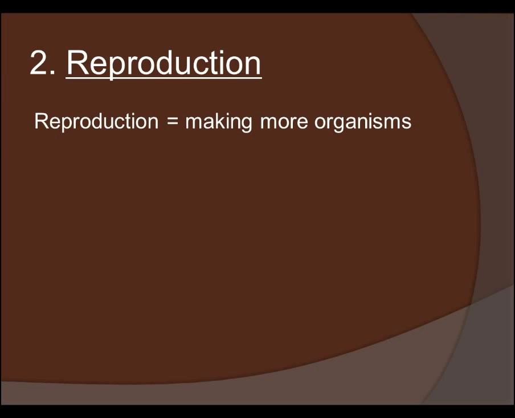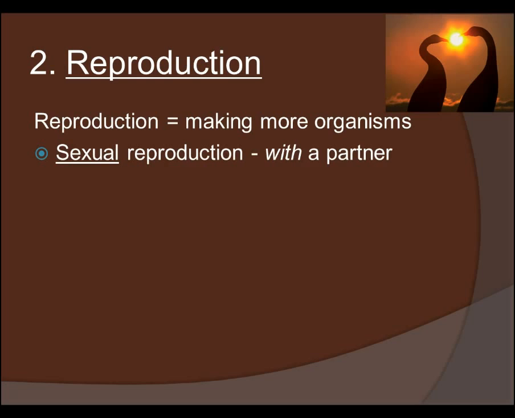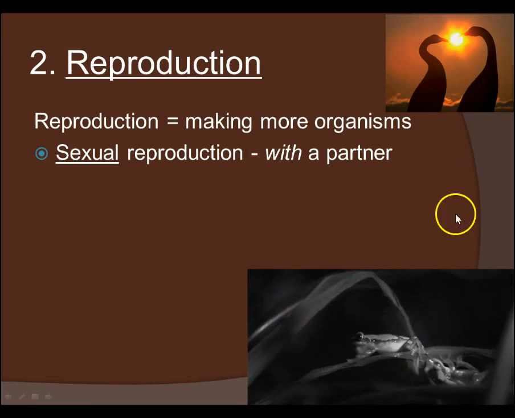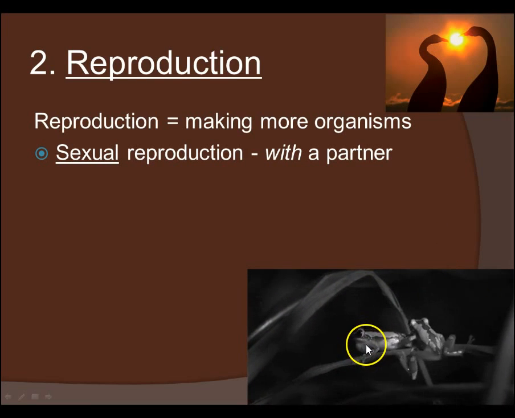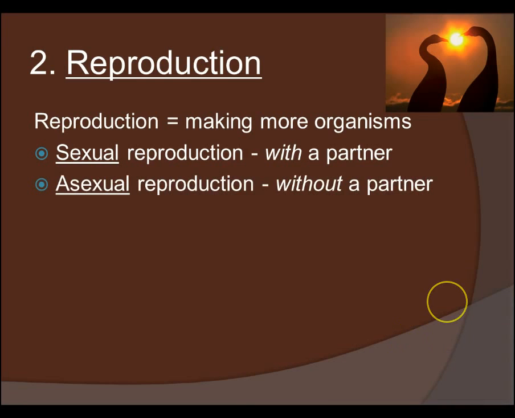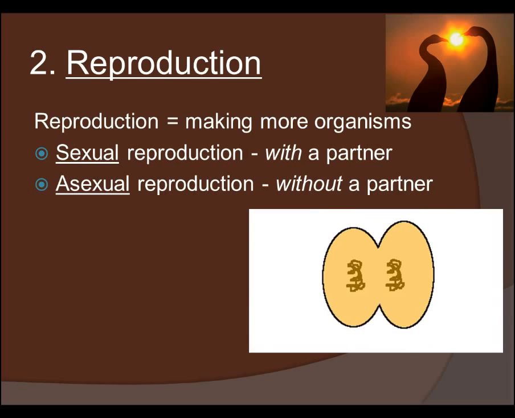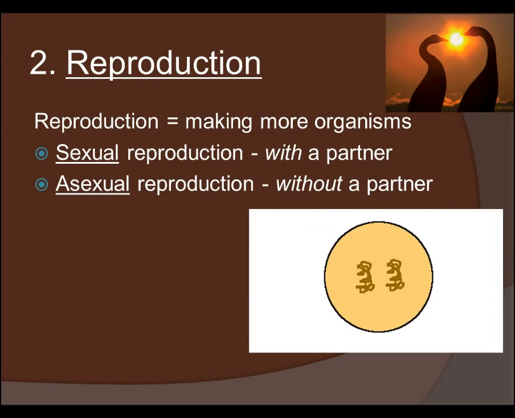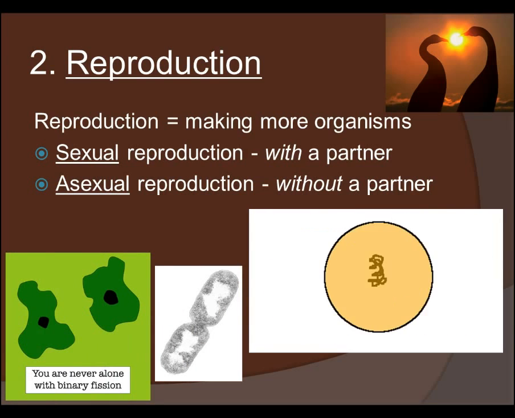Next up, reproduction. More or less, that means making more organisms. We got two different types of reproduction. We've got sexual reproduction, that's with a partner. This is the most school-friendly picture I intend on showing you about sexual reproduction. Here is a frog who is not interested in sexually reproducing with that frog. Then we've got asexual reproduction. More or less, that's without a partner. Simply put, that's just a cell kind of splitting in half. Sometimes that's called binary fission.